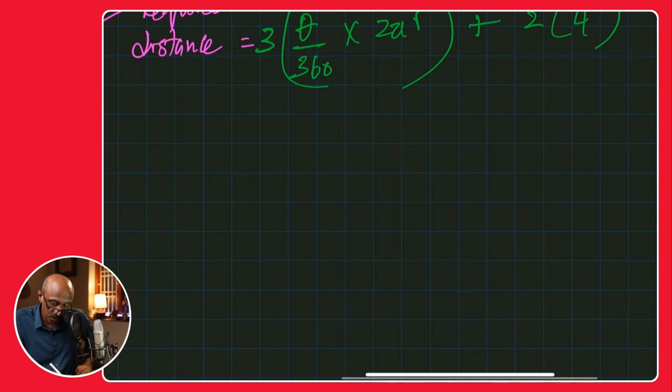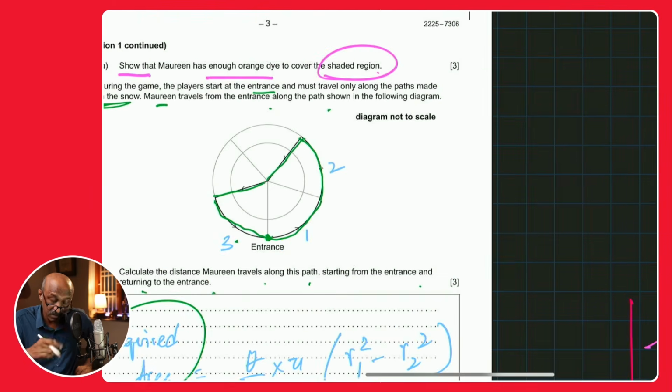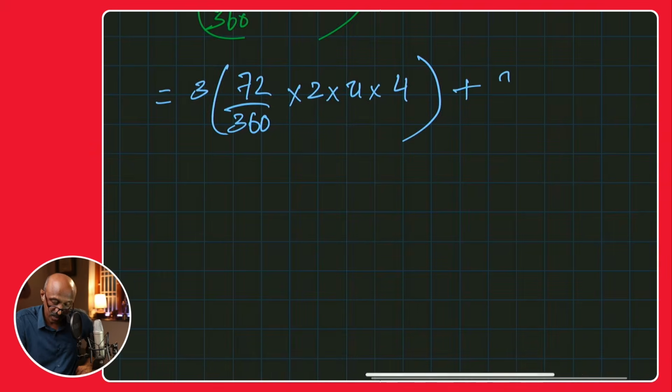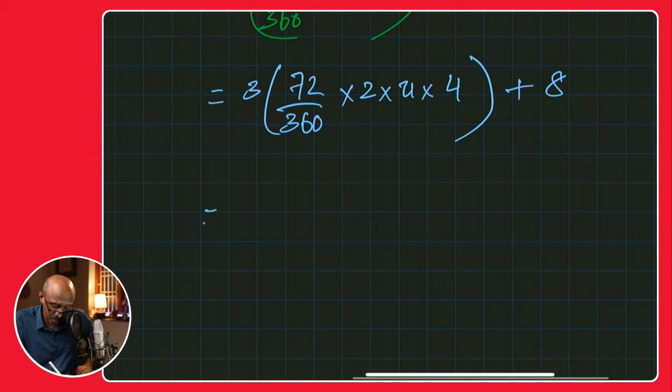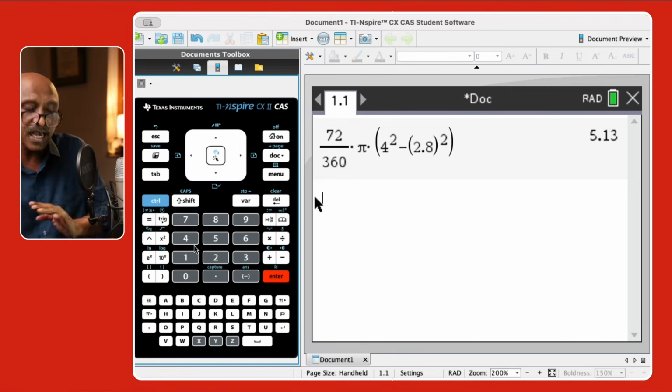Again, show the substitution. Okay, so this is 3 times, and I'm going to write that in a different color, 3 times 72 over 360 times 2 times pi times the radius of the outer circle. It's the radius of the outer circle because it's the length of the arc of the outer circle, right? And then 2 times 4, you can write it as 8 if you want to. And this expression, I'm going to enter it as it is on my calculator, just as it is. So how do we write that?